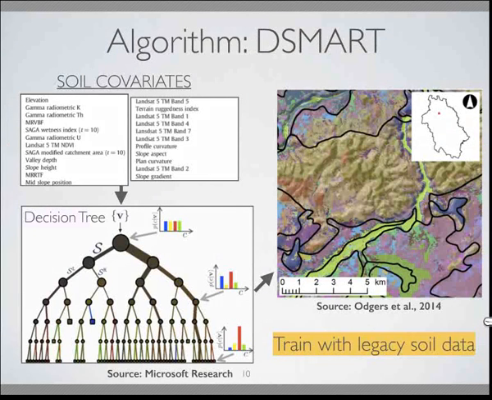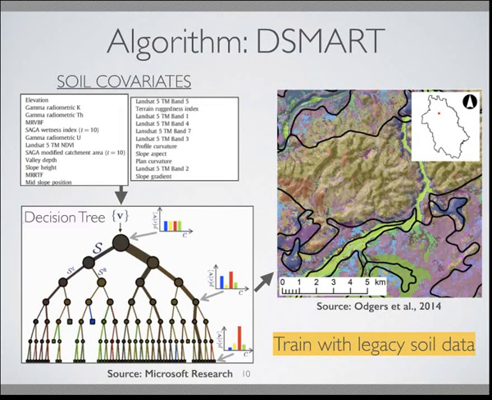So the algorithm is this DSMART. And here I'm showing the main results from a paper that came out by Nathan Odgers at the beginning of 2014. Where the idea is you have these soil covariates that in many ways are very similar to the ones I showed you, and they did this over Queensland in Australia.